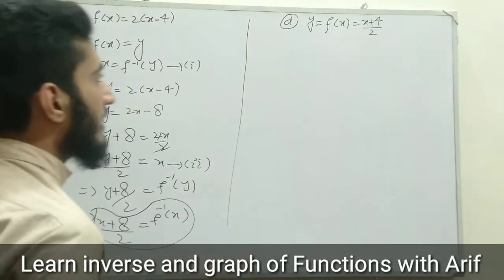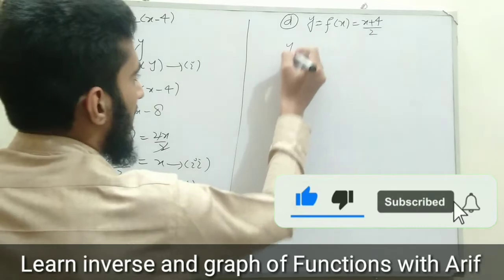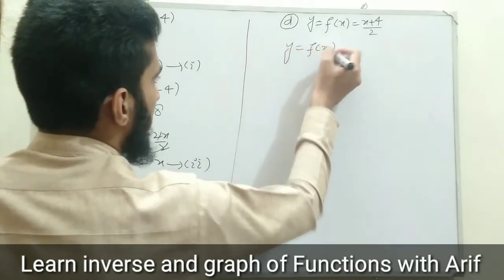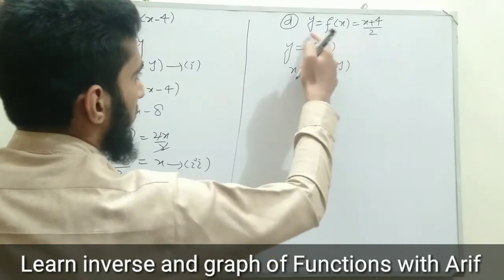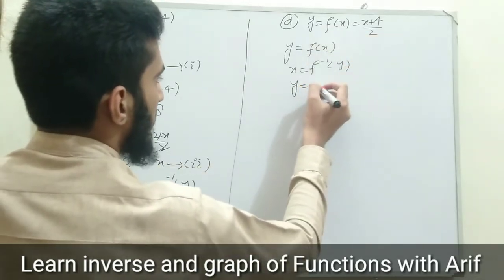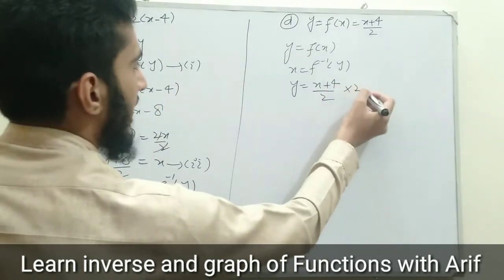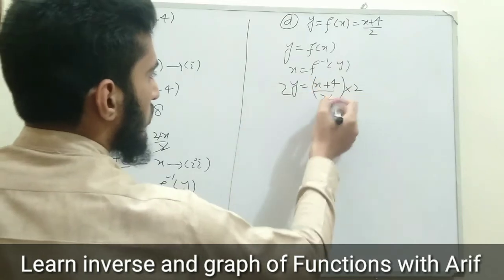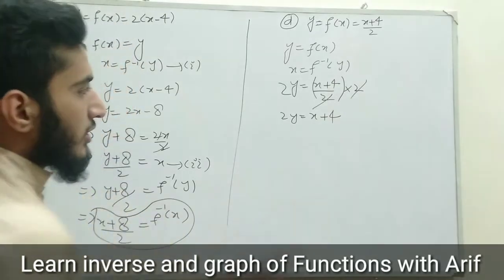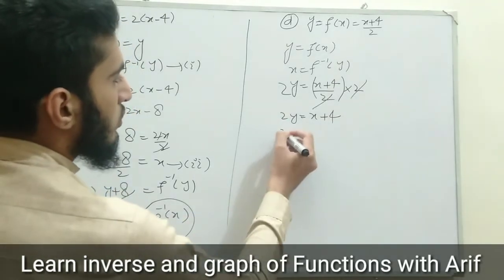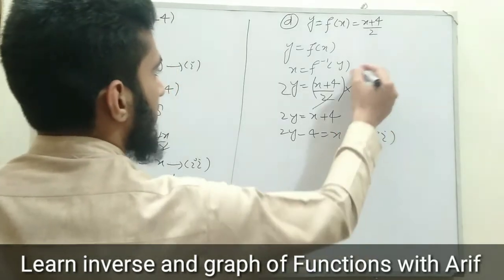Now move toward part D. It tells that y is equal to f of x is equal to (x + 4)/2. So let's suppose our y is equal to f of x. We can write x is equal to f inverse y. Now taking the equation y is equal to (x + 4)/2, here the 2 is in division, so multiply 2 through both sides. So 2 will cancel out with 2, so we are left with 2y is equal to x + 4. Now shift this 4 to the left hand side, it becomes 2y - 4 is equal to x. So let's suppose this is the second condition and this is the first condition.